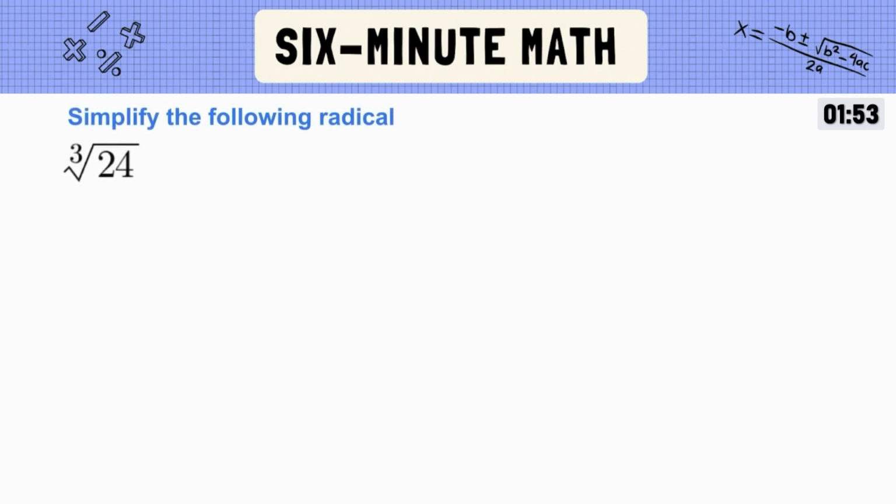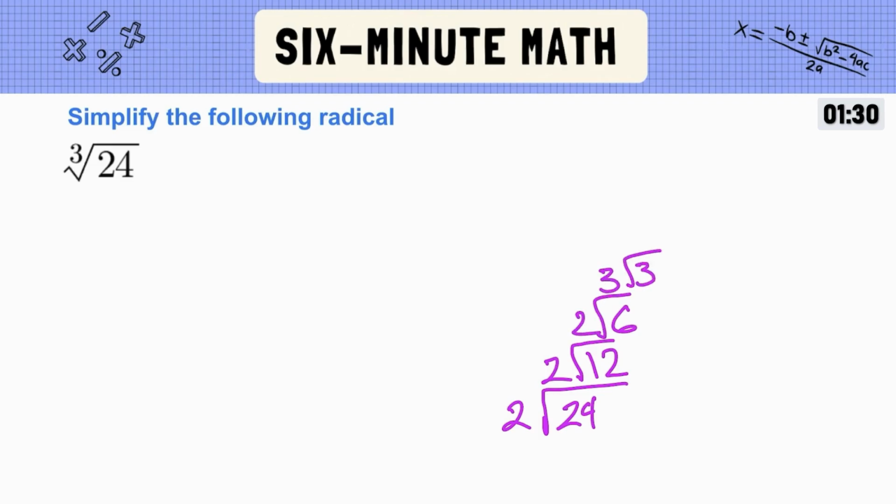Let's simplify the following. I have the cube root of 24. So the first step remains the same. I'm going to use the birthday cake method actually for this one. Let's do 2 first. 24 divided by 2 is 12. 12 divided by 2 is 6. 6 divided by 2 is 3. And then 3 divided by 3 is 1. And that's our candle.